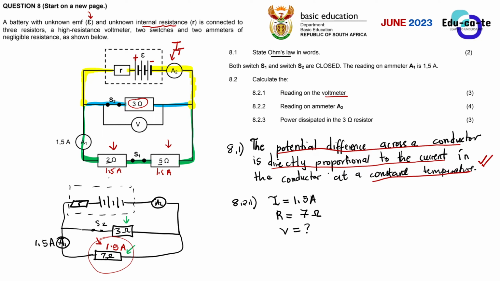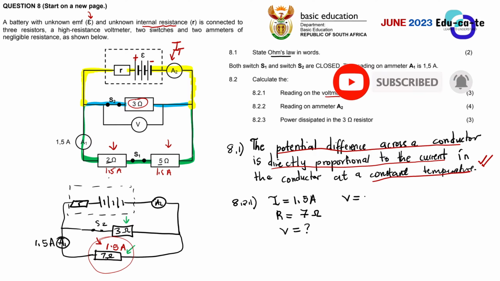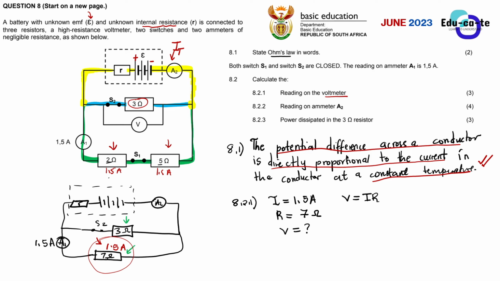When you look at the voltage here, we're just going to use our version of Ohm's law, which states that V equals I times R. If we substitute, I is the current, which is 1.5 amperes, and the resistance is 7 ohms. If we multiply that, we find that our voltage through this 7 ohms effective resistor is equal to 10.5 volts. So this is 10.5 volts.